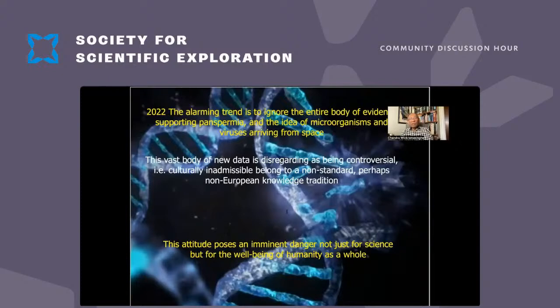The idea that viruses, microorganisms, bacteria are continually arriving from space, despite all the very powerful evidence that we have accumulated, is essentially being marginalized and regarded as inadmissible evidence. So this vast body of new data is disregarded as being controversial, culturally inadmissible, belonging essentially to a non-standard, perhaps non-European knowledge tradition. This attitude, I maintain, poses an imminent danger, not just for science, but for the well-being of humanity as a whole.